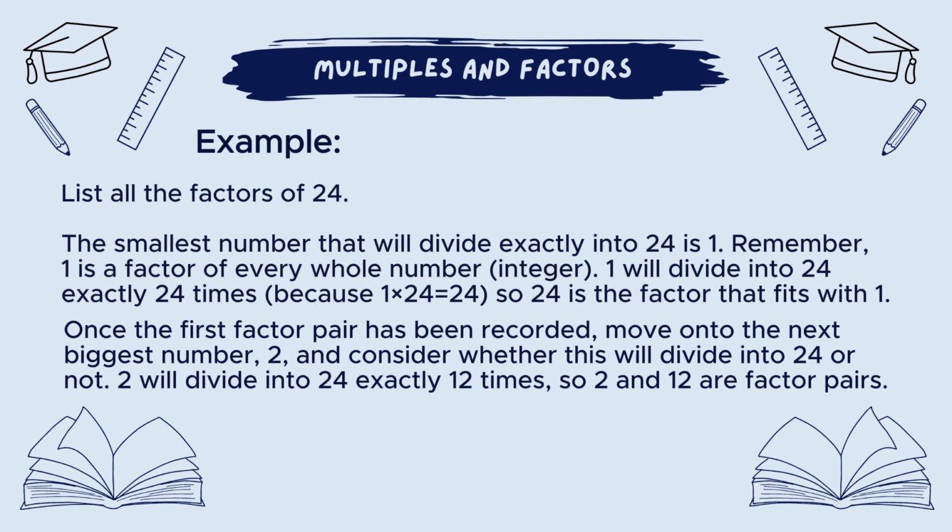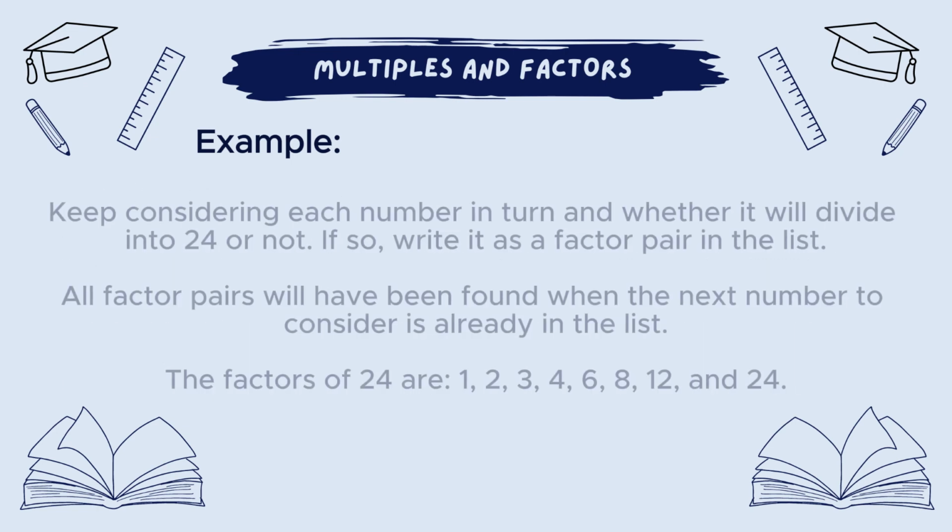Once the first factor pair has been recorded, move on to the next biggest number, 2, and consider whether this will divide into 24 or not. 2 will divide into 24 exactly 12 times, so 2 and 12 are factor pairs.